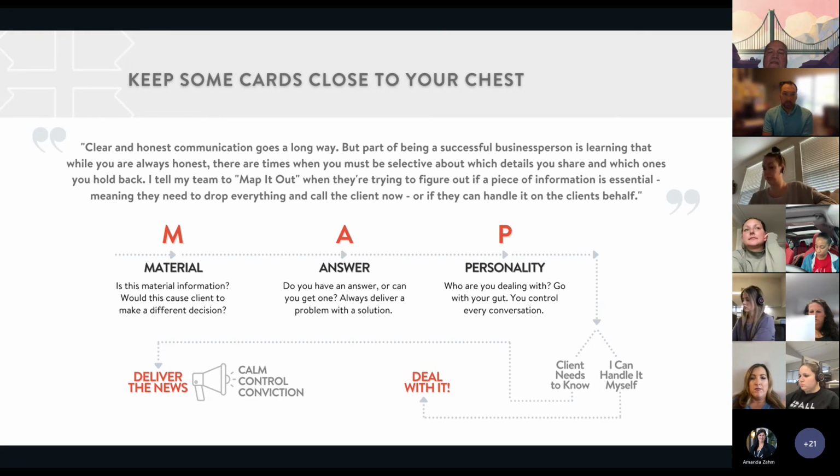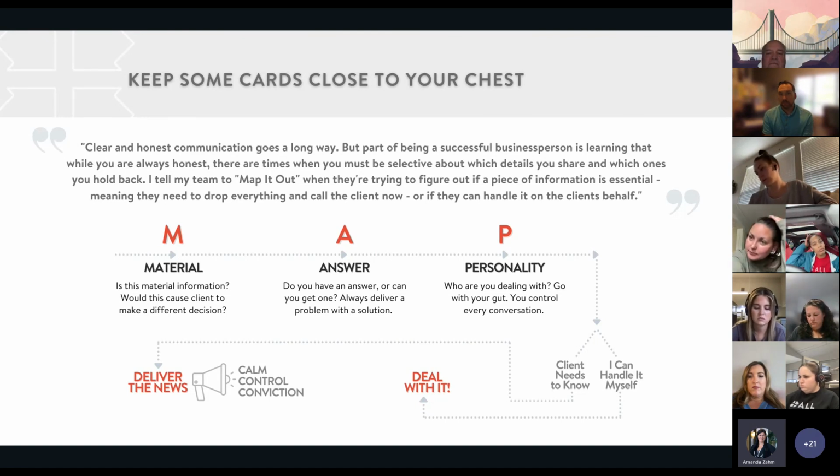So if these certain things come up, if it's something that would cause the client to make a different decision, maybe you don't have the answer for it yet, but you should always be delivering any issue or negotiation with an answer. Can you handle it yourself? Then deal with it. The client doesn't even need to know. But if it is something that can affect their decision or affect the contract, then that's something that you need to deliver to them and work it out together.